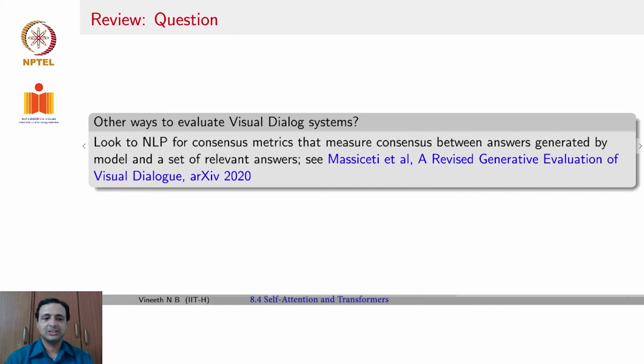Hope you had a chance to think about it or look for it online. One answer to this question is to look to natural language processing for getting performance metrics from the text domain, which could measure consensus between answers generated by a model and a relevant set of answers. If you'd like to know more about such an approach, please see this recent work called A Revised Generative Evaluation of Visual Dialogue. This work also talks about how one can generate a set of relevant answers.